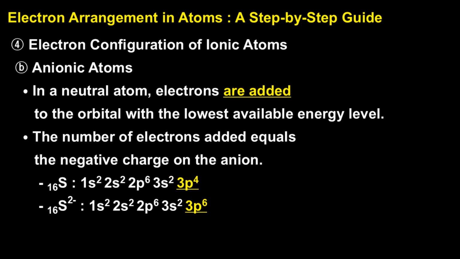Now on the flip side, when a neutral atom gains electrons, it forms an anion. Those extra electrons get added to the lowest energy orbital available. And again, the number of electrons added equals the charge of the anion. For example, in the case of a sulfide ion, S2-, 2 electrons are added to the 3p orbital.